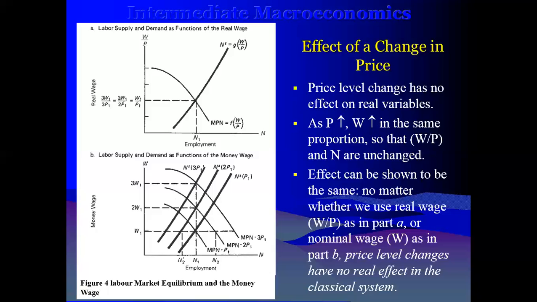So whether we use the real wage or the nominal wage as the variable in the labor demand and supply curves, changes in price will have no effect on the labor market. And as a result, no effect on the output market. Output will remain constant.